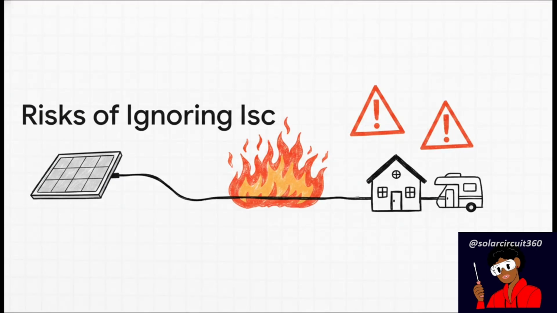Listen, if Voc is the equipment killer, you need to view ISC as the fire starter. Current is what determines exactly how hot your wires are going to get. If you ignore ISC when you're doing your conductor calculations or when you're sizing out your overcurrent protection, you are seriously inviting disaster. You could easily end up with undersized wiring, incorrect fuse sizing, severe conductor heating, and ultimately real fire hazards in your home or your RV. The safety margins in your system absolutely must be built from the maximum potential flow, which is your ISC.